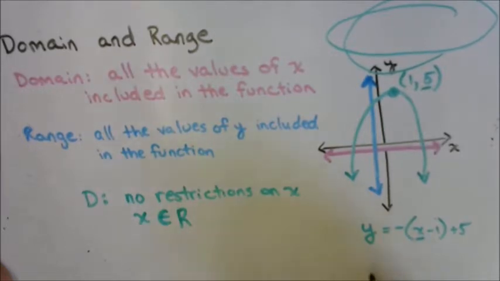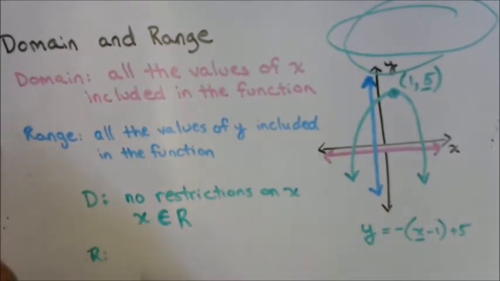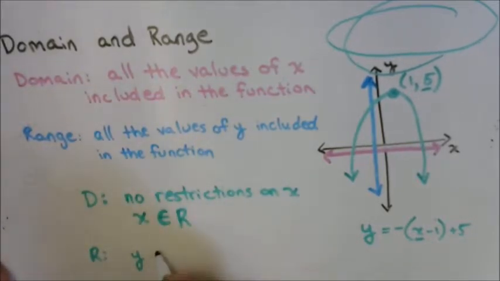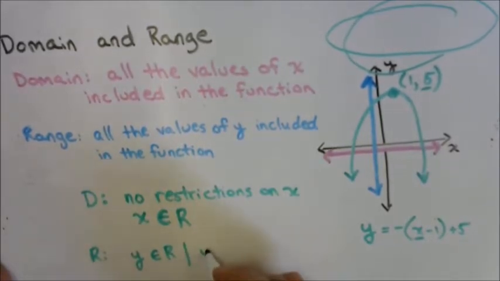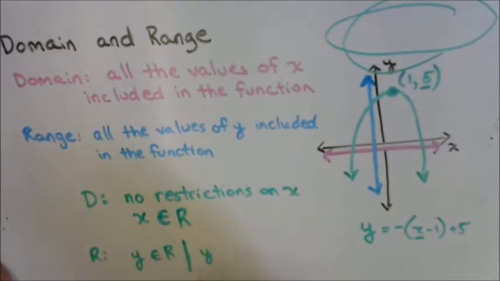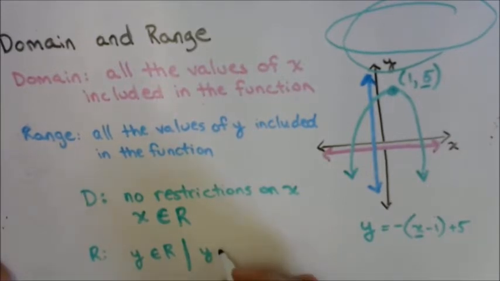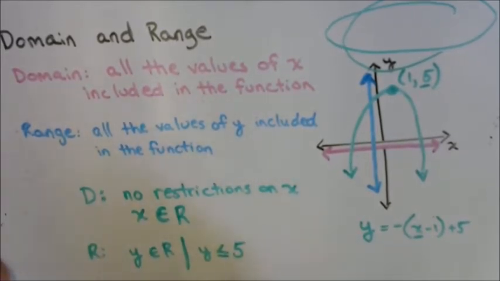There's no restrictions. Now the range is different. There are restrictions on the range. The range deals with all the values of y, right? The range is all the values of y included in the function. Well, y belongs to the set of real numbers as well, but this long straight up and down line means such that: y belongs to the set of real numbers such that y is less than or equal to 5. So the range of this function is y is less than or equal to 5.